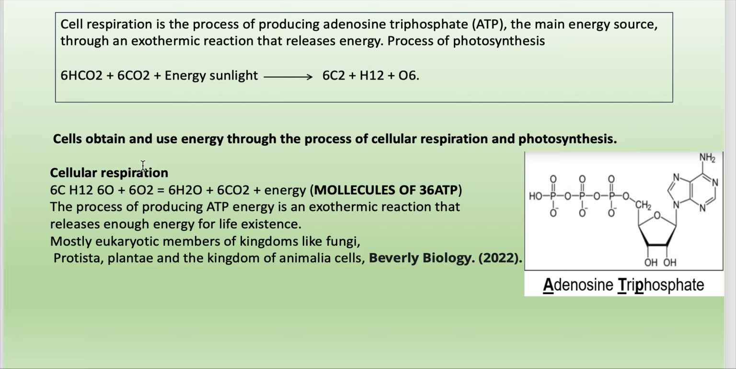Cellular respiration forms, in this equation, energy molecules of ATP, that is 6 ATP. The process of producing ATP energy is an enzymatic reaction that releases enough energy for life and existence in life. Mostly eukaryotic cells, in kingdoms like fungi, plantae, protista, and animalia, survive in that.